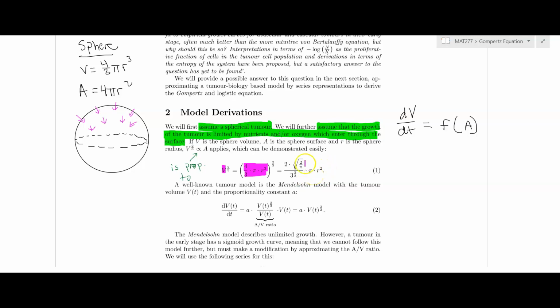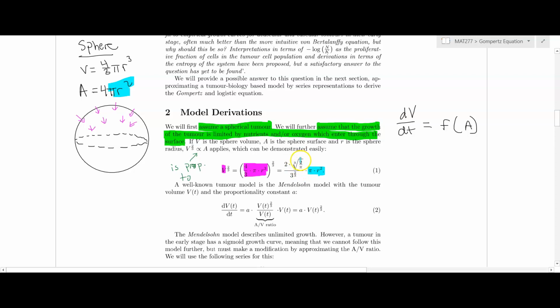Now, we said that V to the 2/3 is proportional to area. Well, area is 4 pi r squared, and we see that we have a pi r squared here and a pi r squared over here. So we can see that this quantity and this quantity are just off by a factor. This has a factor of 4, this has a factor of that messy thing there.